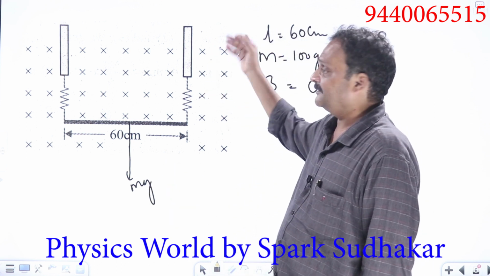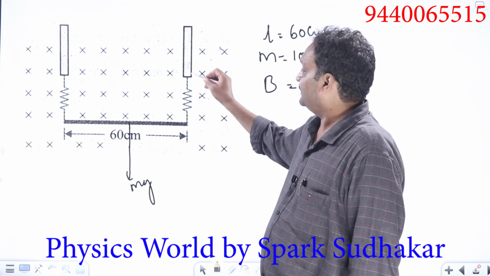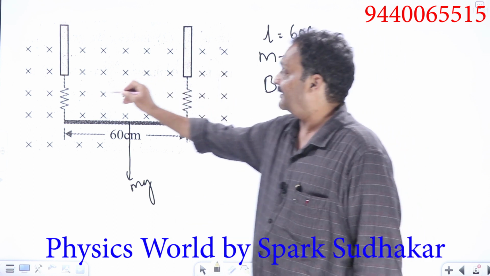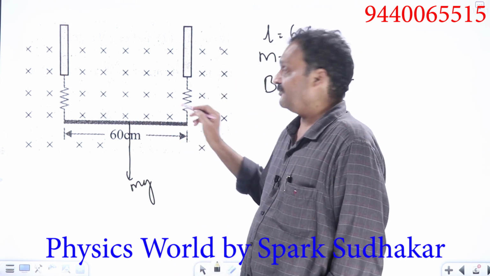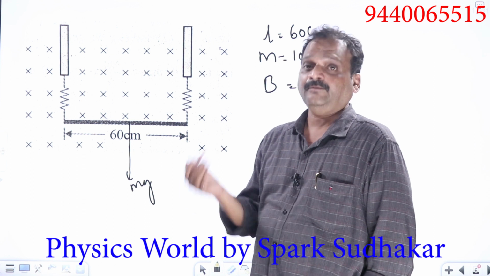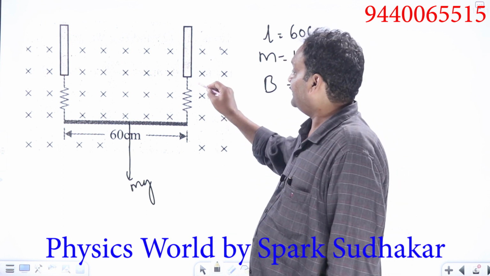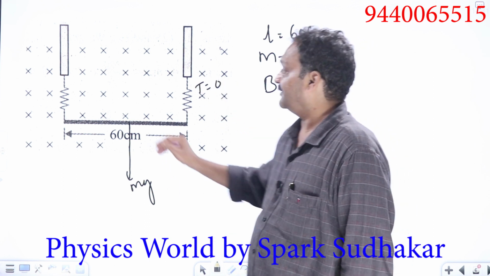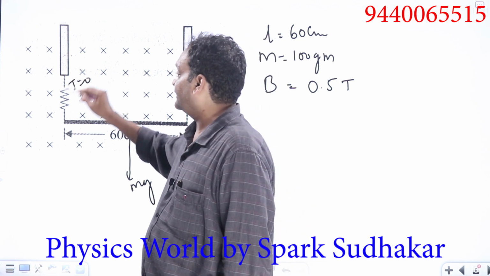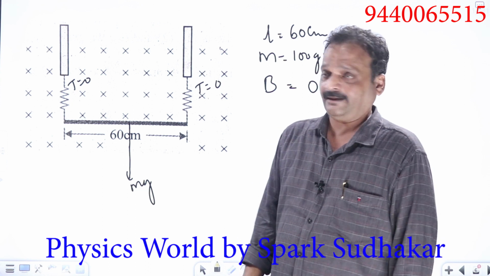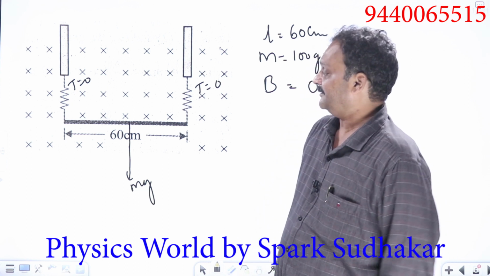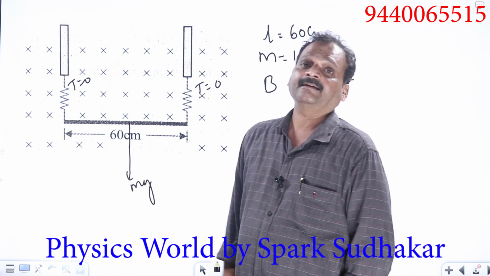Imagine that there is no magnetic field. These two leads will be under some tension because of this mass. For what direction of current and what amount of current will the tension in the leads become 0? That is, the holding leads should have no tension at all. When is that possible? This weight mg should get nullified.